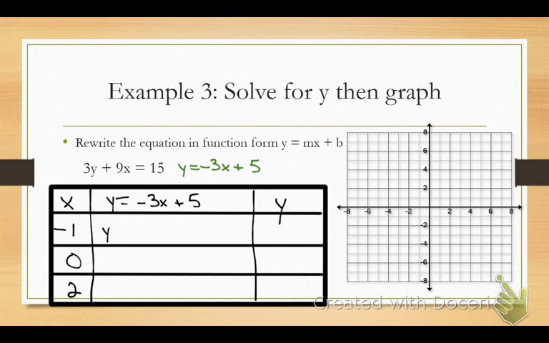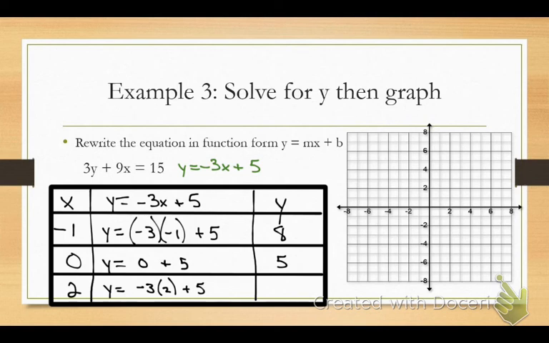And y equals negative 3 times negative 1 plus 5. Make all our substitutions. Y equals, well, we know that's going to be 0 plus 5. And y equals negative 3 times 2 plus 5. All right, well, negative 3 times negative 1 is positive 3 plus 5 is 8. And 0 plus 5 is 5. And negative 6 plus 5 is negative 1. And now we're ready to graph.